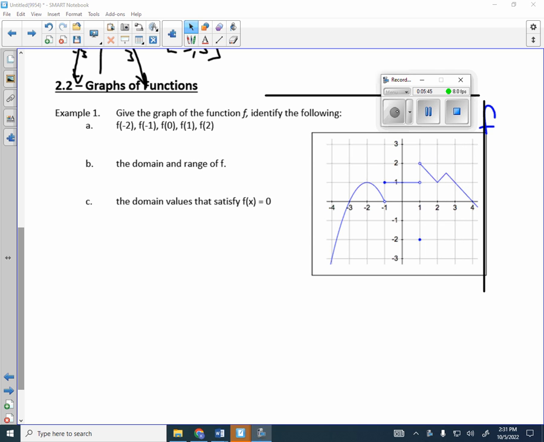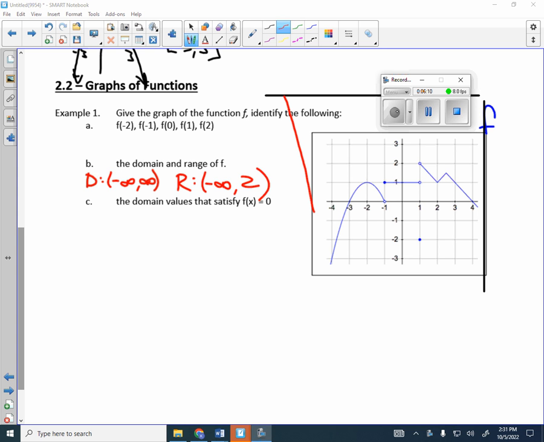Good. Negative infinity to infinity. Even though the graph breaks apart, there's still always an output for every x value. We good with that? Okay, for the range, we have negative infinity to, what did you go to for that? To 2, but 2 is in parentheses, is it not?